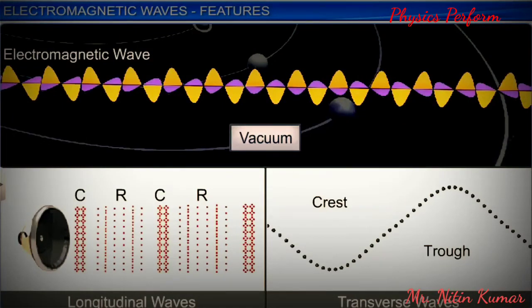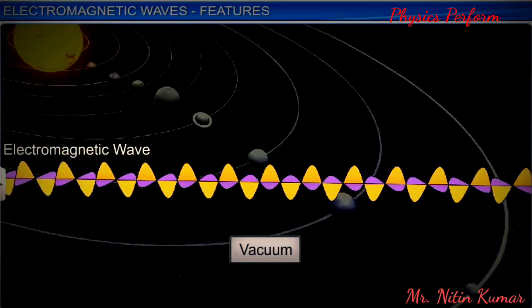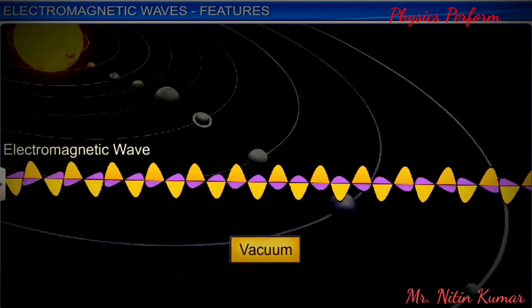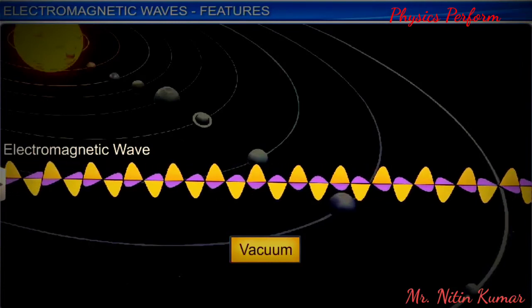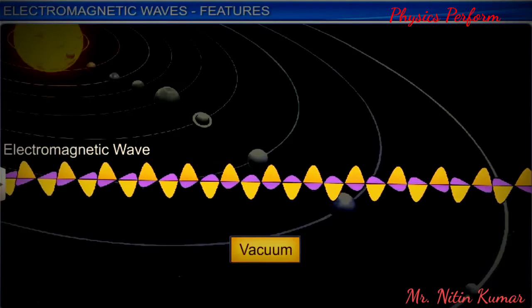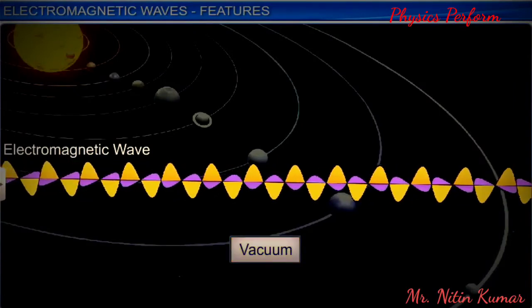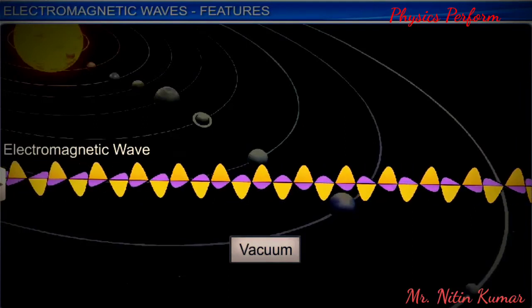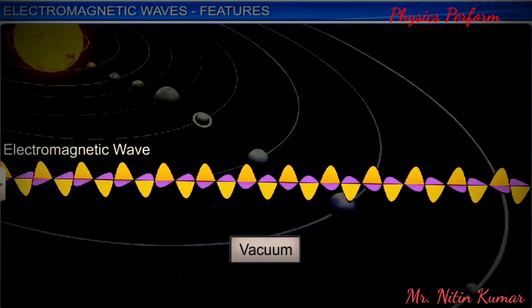Let us discuss them briefly. The first important feature of electromagnetic waves is that they can propagate in vacuum. That is, a medium is not necessary for the propagation of electromagnetic waves. From Maxwell's equations, the velocity of electromagnetic waves in vacuum is written as c = 1/√(μ0ε0).